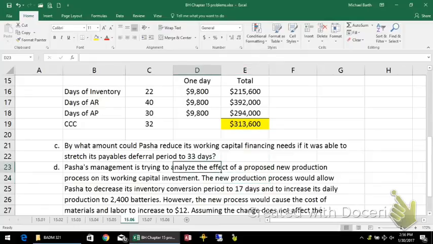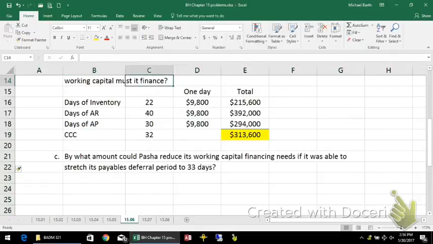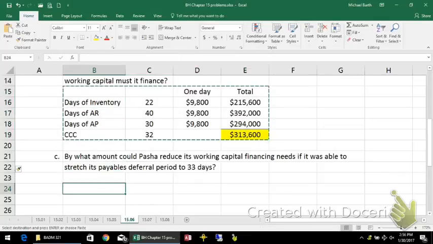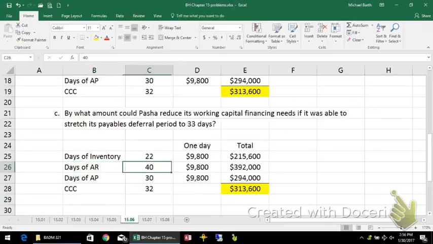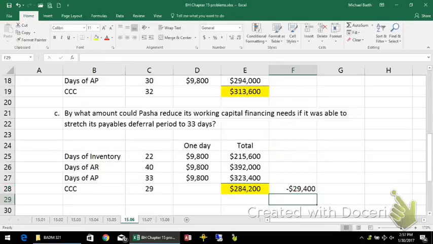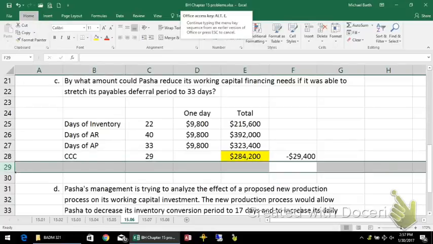If it wanted to stretch its payables to 33 days, what would happen? Well, move all the numbers around. A change in accounts payable wouldn't affect inventory or accounts receivable. I'd go to 33. It would mean that they could hit up on their suppliers and they would save $29,400 by borrowing from their suppliers. In theory, if the suppliers don't charge them anything and it's free money, then that's a sound ploy.